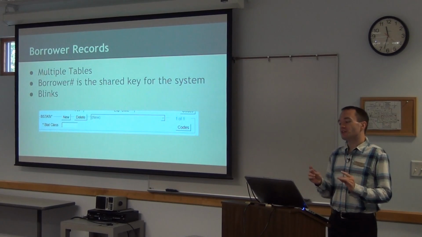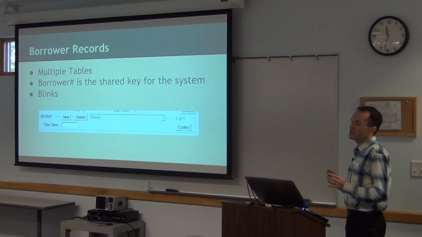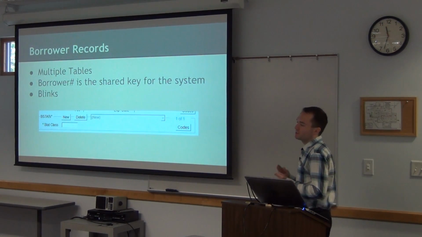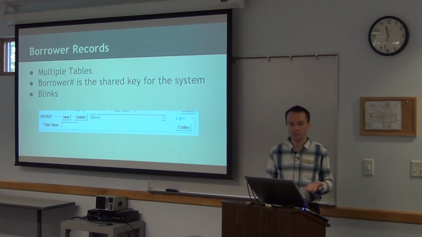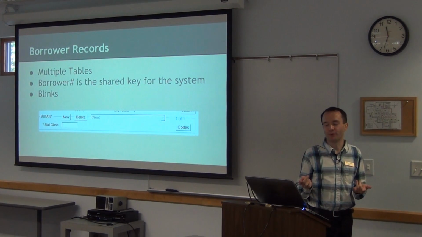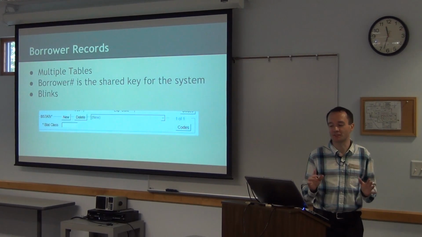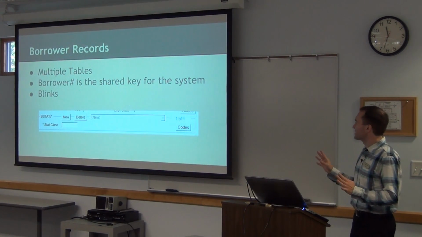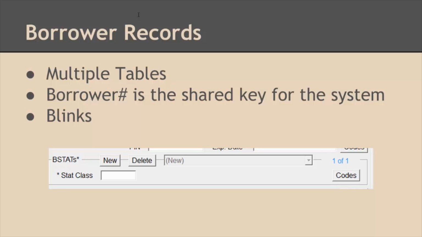So that is the shared key not only for the borrower record itself, but for all the subfields, subtables of the borrower record. And that, I've been working far too long with Horizon because I just want to go B-links, but it's blinks. Blinks in the system are something that you see like the B stats down here. This little box around here with the new and the delete and the gray drop-down. That is what's referred to as a blink. When you see one of these in the system, that actually indicates that it's a subtable. It's not part of the regular field.